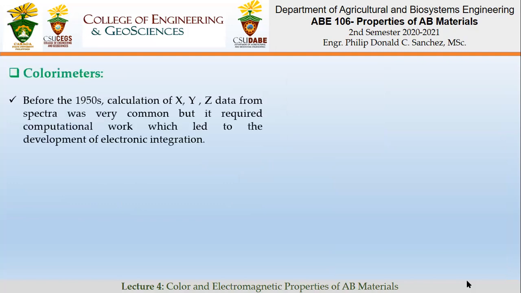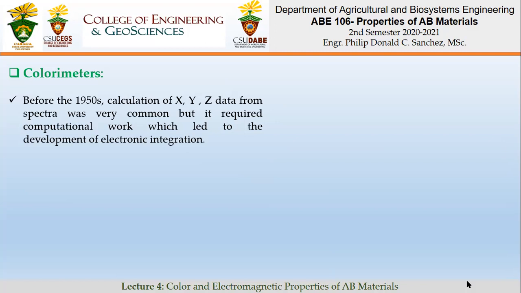However, colorimeters, on the other hand, came before the 1950s, quite later than the spectrophotometers. It will calculate the X, Y, and Z sections, like the XYZ rule in your physics or mathematics. For example, the X value represents the vertical, the Y value represents the horizontal, and the Z value represents the other portion.